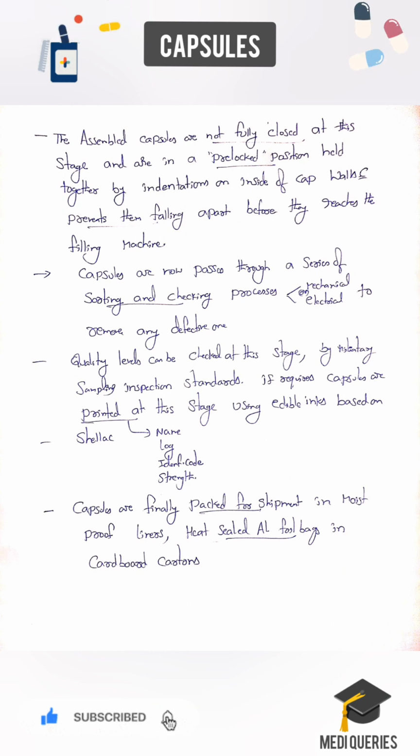After that, if required, capsules are printed at this stage using edible inks based on shellac. Here the printing information may be the name of the product, logo, identification code of the product. Sometimes strength is also needed to be printed on the surface of the capsule shell. Capsules are finally packed for shipment in moisture proof liners, heat seal aluminum foil bags in cardboard cartons.